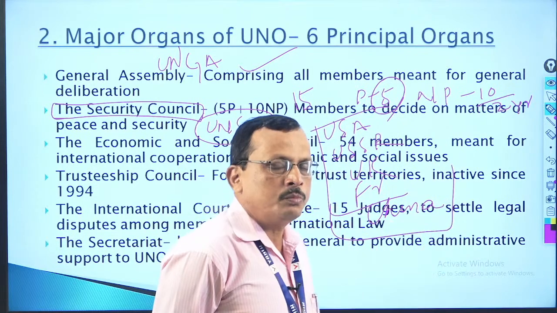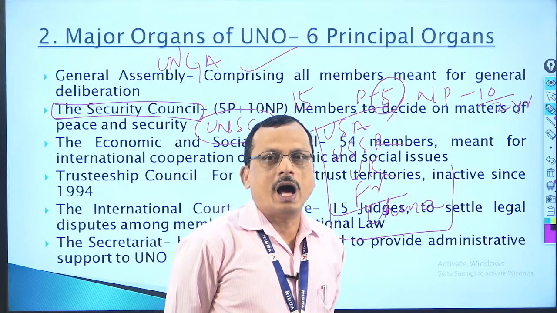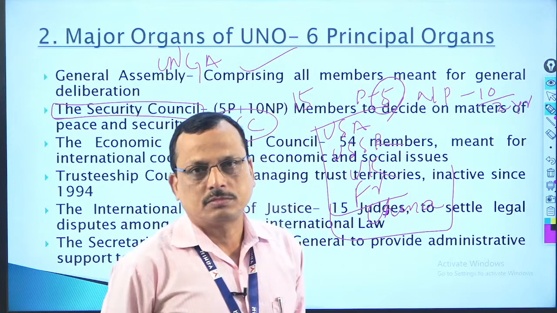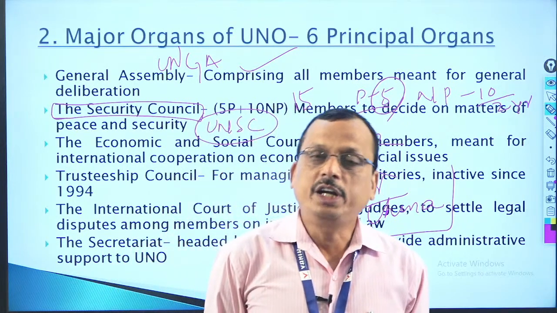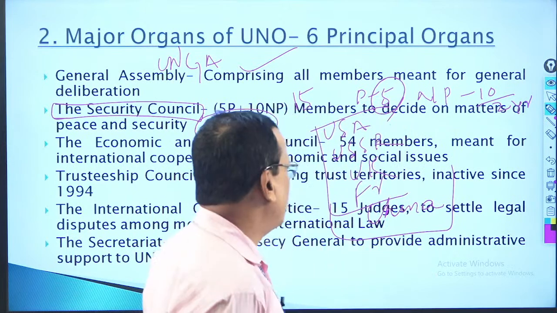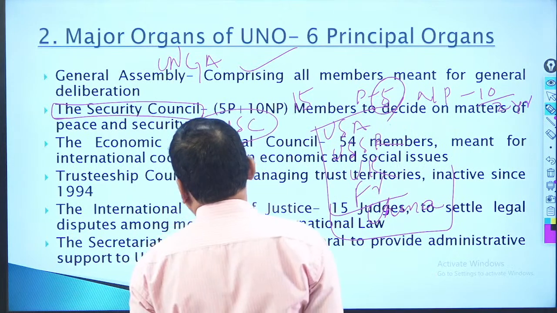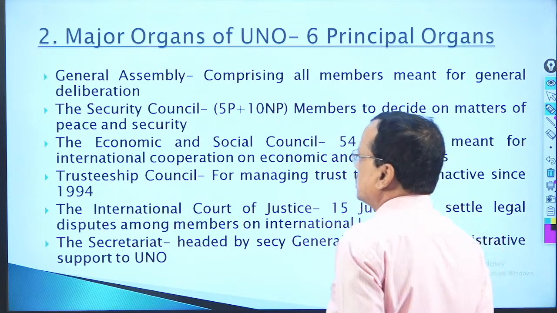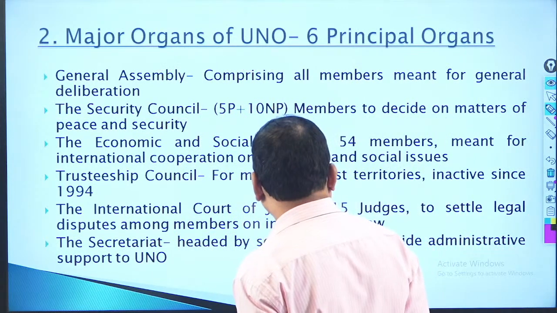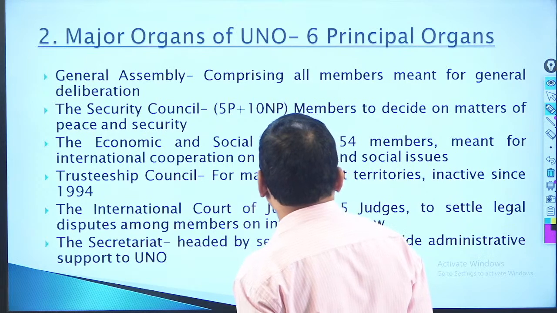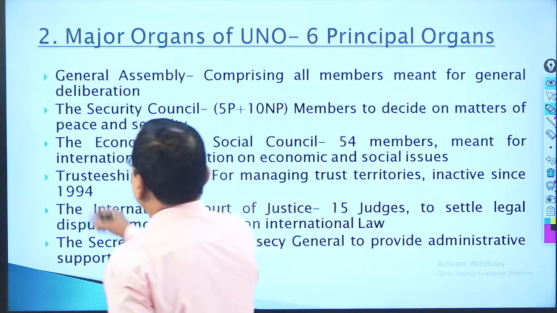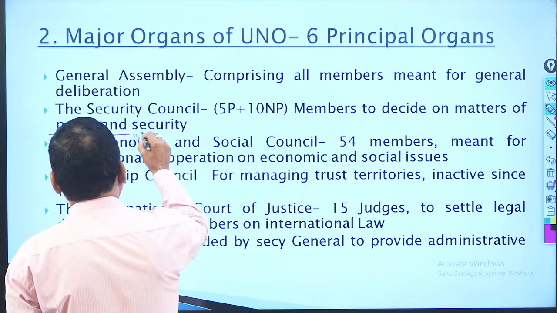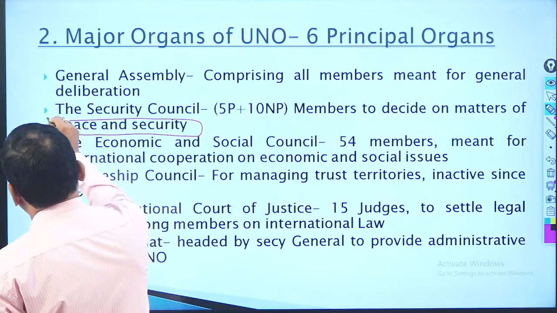And the 10 non-permanent members are elected region-wise for a 2-year term by the General Assembly. So it is the action wing, like the cabinet of a country. This is the action wing, and the members decide on matters of peace and security, because it is the permanent one, it is present throughout the year.